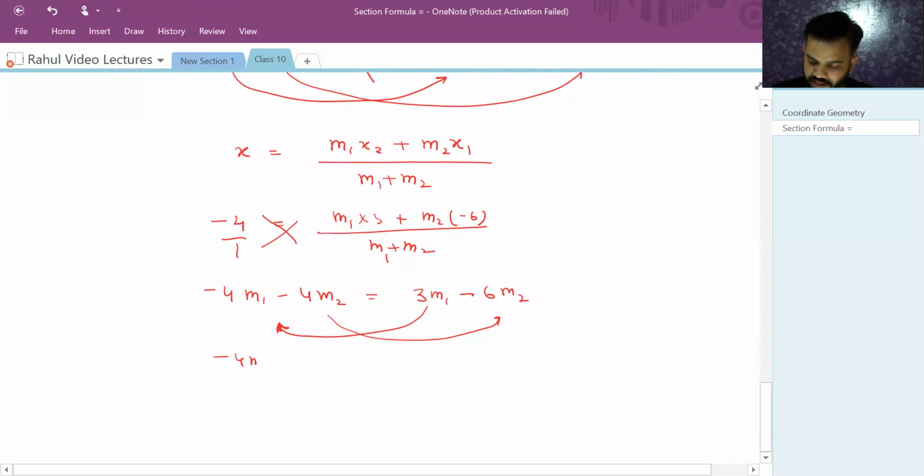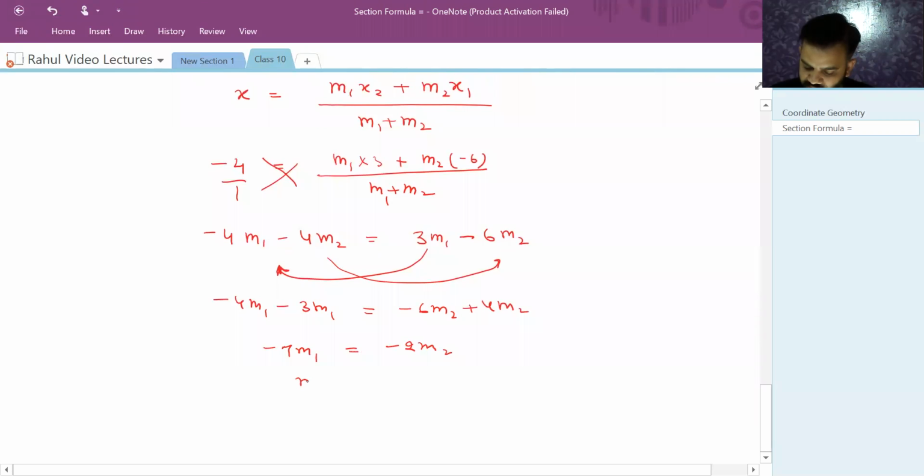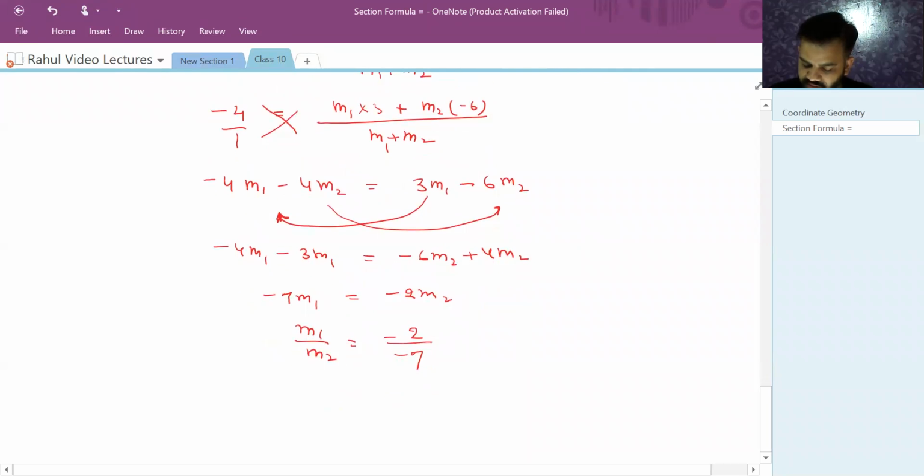So minus 4 m1 minus 3 m1 equal to minus 6 m2 plus 4 m2. So minus 4 m1 and minus 3 m1, that will be minus 7 m1 equal to minus 2 m2. So m1 divided by m2 will be minus 2 divided by minus 7. Just transfer. We are doing transfer from left to right and right to left. So m1 ratio m2 will be 2 ratio 7.